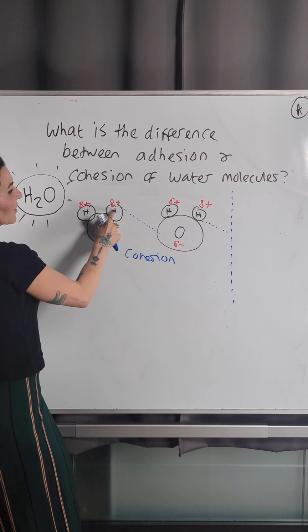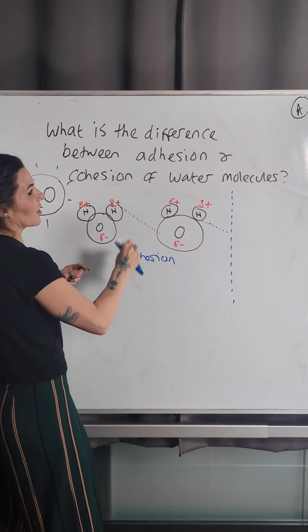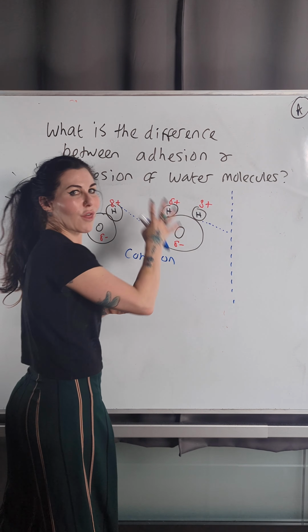So cohesion is when water molecules literally hold hands, they stick together, hydrogen bonds, and adhesion is when the water molecules bond to other things.